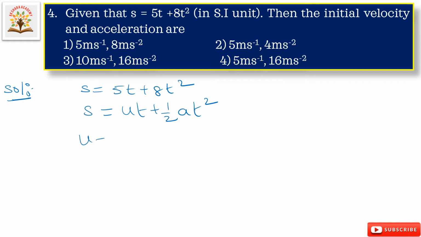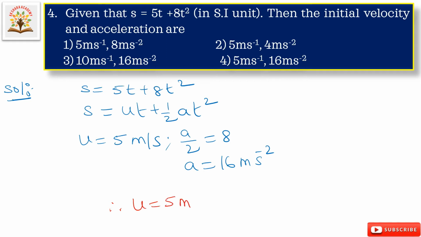So u is equals to 5 meters per second and a by 2 is equals to 8. So a is equals to, taking cross multiplication, 8 into 2, 16 meters per second square. So then the initial velocity u is equals to 5 meters per second and acceleration a is equals to 16 meters per second square. Okay, next we will go to the next.